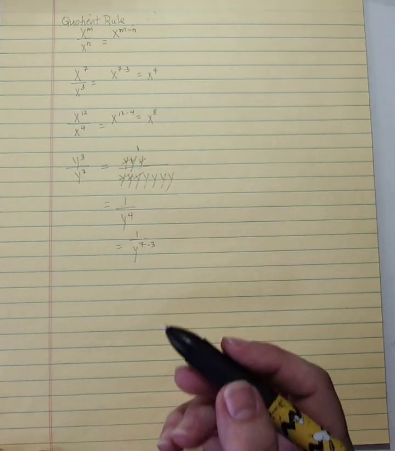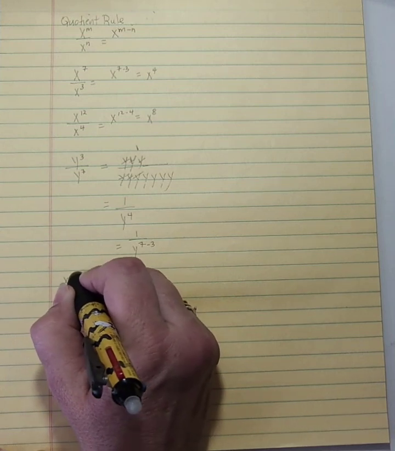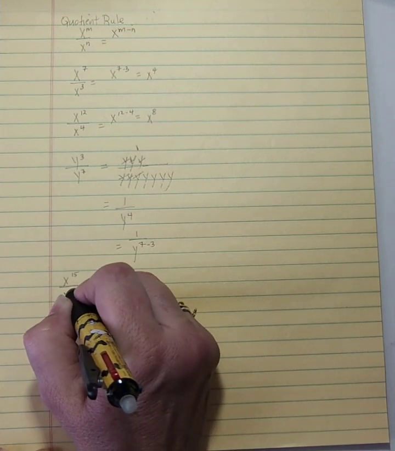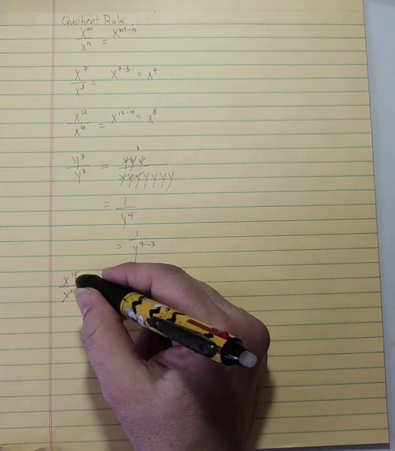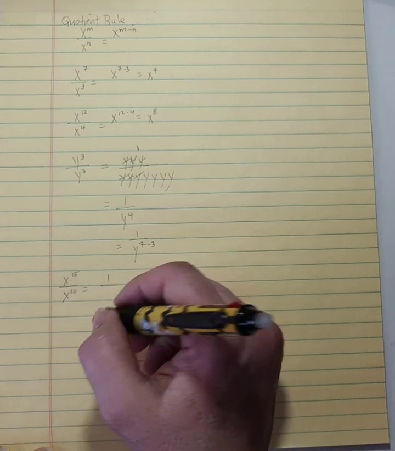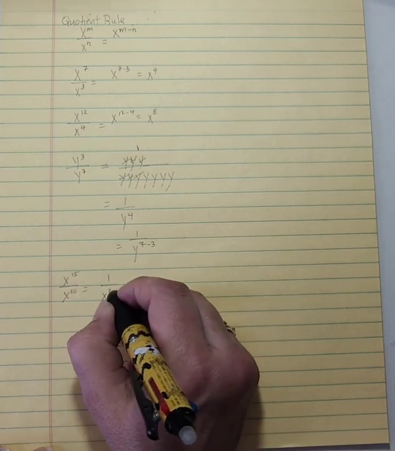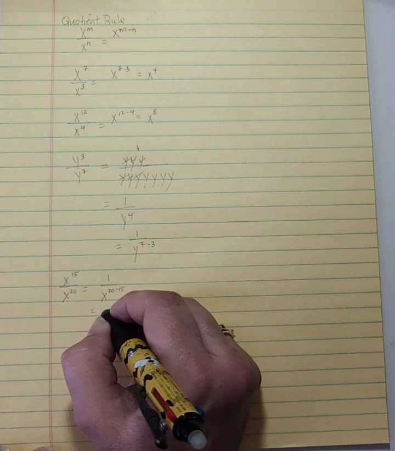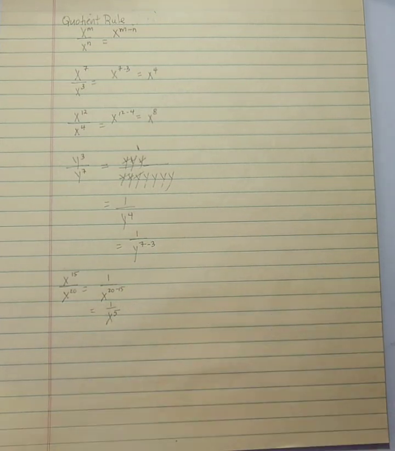So if I had x to the 15th divided by x to the 20, I would say 1 over, because I'm taking 15 x's from the top, I'm canceling them out with the 15 x's on the bottom, and I'm left with x to the 20 minus 15, or 1 over x to the 5th power.